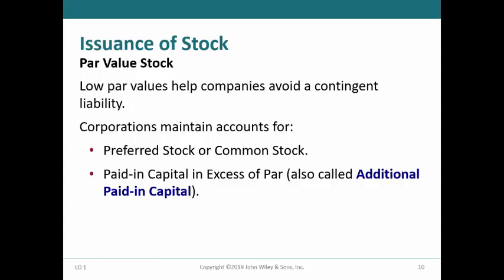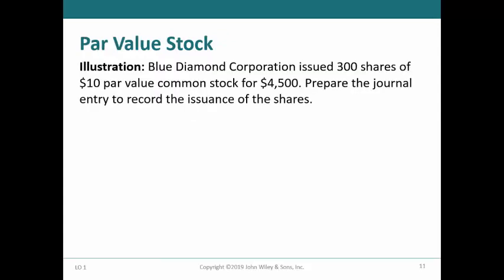Because the common and preferred shareholders have different dividend and liquidation rights, there must be separate accounts for the preferred and common par values as well as the additional amounts of paid-in capital for each when issued. To illustrate the issuance of common stock, we will consider Blue Diamond Corporation, which issued 300 shares of $10 par value common stock for $4,500.